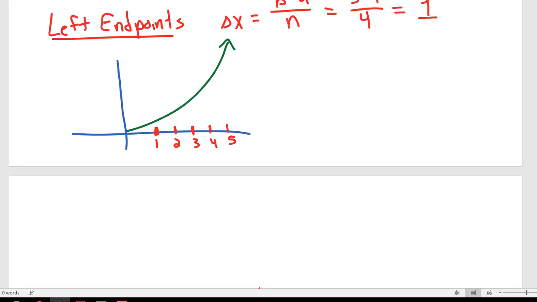I think I just made a mistake verbally, and I said we want to go from 1 to 4. What we want to do is go from 1 to 5. Right? Our integral is from 1 to 5. That's my a and my b. So I'm going to go from 1 to 5. My delta x is 1.